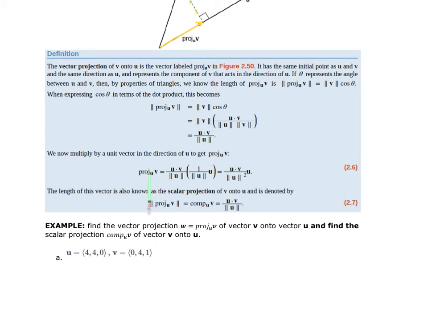The subscript is what it's being projected onto. It's going to be equal to the dot product of u and v divided by the magnitude of u squared. These are all scalars, and then it gets multiplied by the u vector. The scalar projection is going to be the magnitude of the projection of v onto u, and it's denoted as comp of v onto u. Okay, so let's take a look at this example.